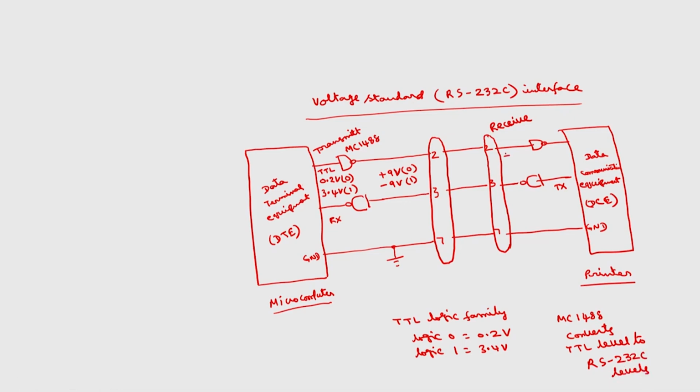Similarly, the levels here will be plus 9 volts and minus 9 volts, but this DCE will operate at TTL levels. So plus 9 volts should correspond to 0.2 volts and minus 9 volts should correspond to 3.4 volts. For that we will use another IC called MC1489. This does the reverse operation. MC1489 converts RS-232C levels into TTL levels.